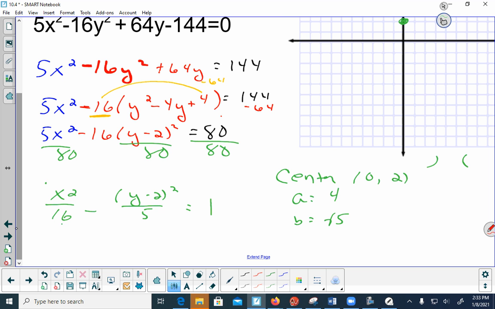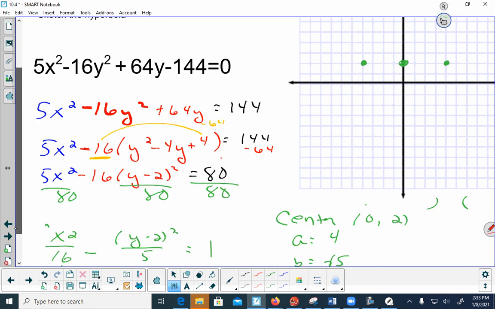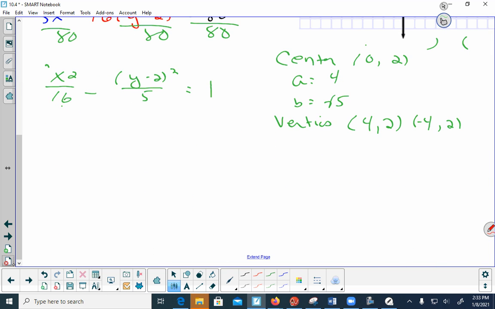So if I know my a is 4, I'm going to go ahead and find my vertices. So I'm going to add and subtract 4 to the x coordinate of my center. So that's going to be 4, 2, and negative 4, 2. So I'm going to plot those points now. That's a vertex, and that's a vertex. Again, I know the branches are opening left and right, but I'm going to deal with the shape in a second. Let's go ahead and find the foci while I'm doing the calculating part.